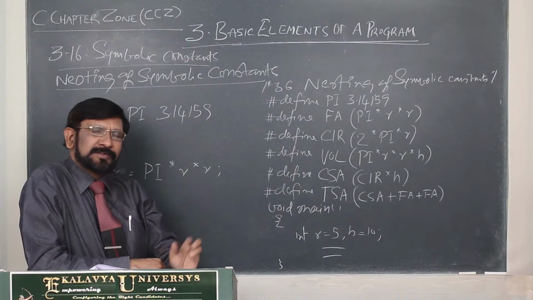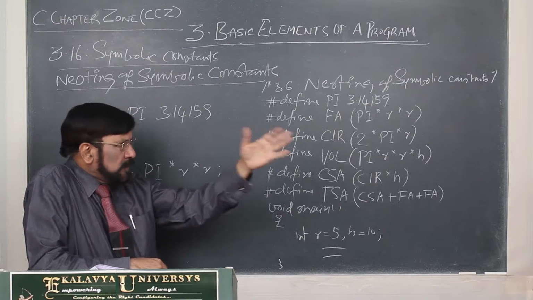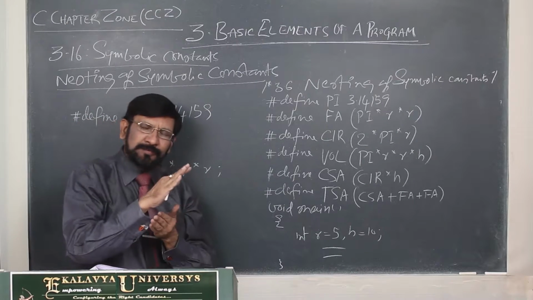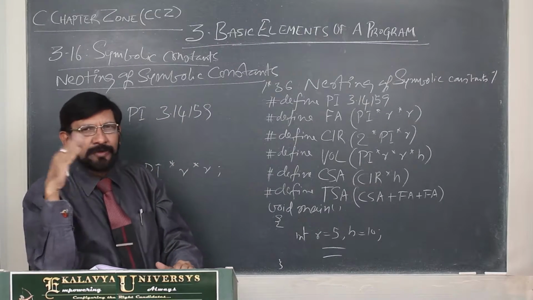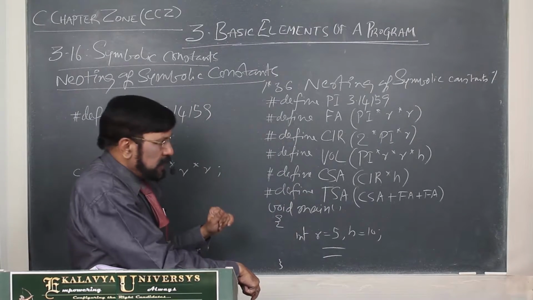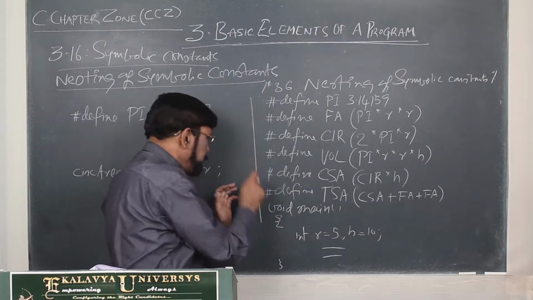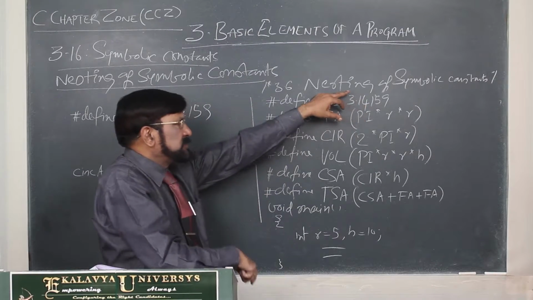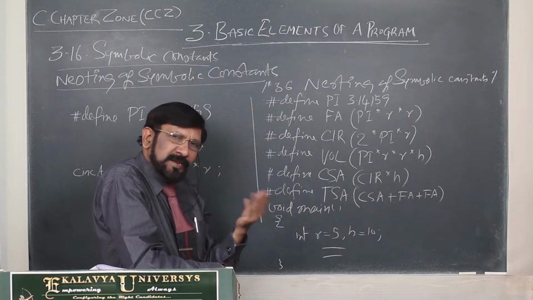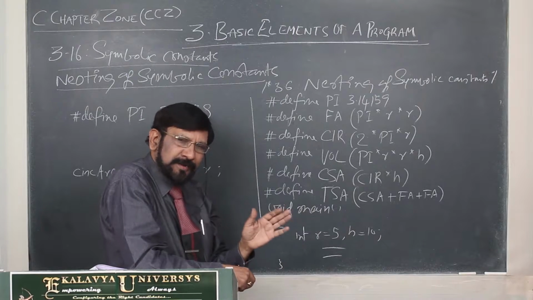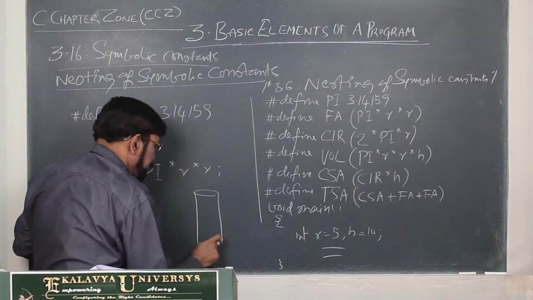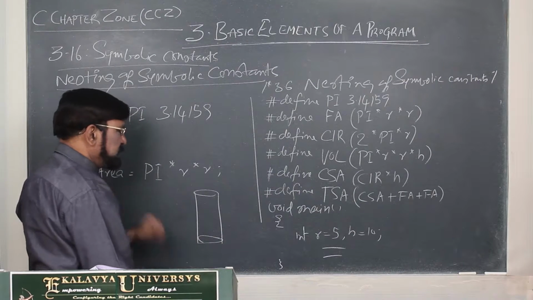Now, one more important point regarding symbolic constants I should explain. That is that symbolic constants are allowed to be nested. Nesting means one symbolic constant can be used in the next symbolic constant. Now you see, this is a program. In this also I am giving core code. I want to establish the nesting of symbolic constants. Now we see, we are dealing with circles and cylinders, cylinder mainly. This is the cylinder.